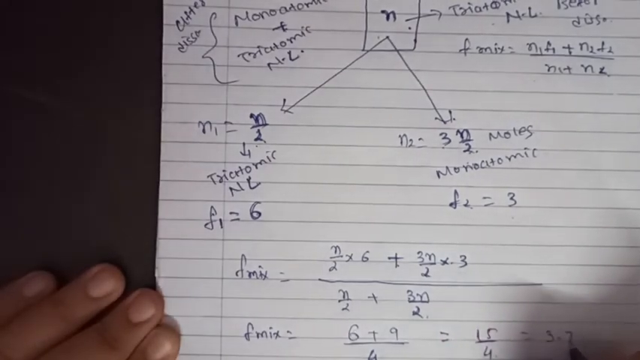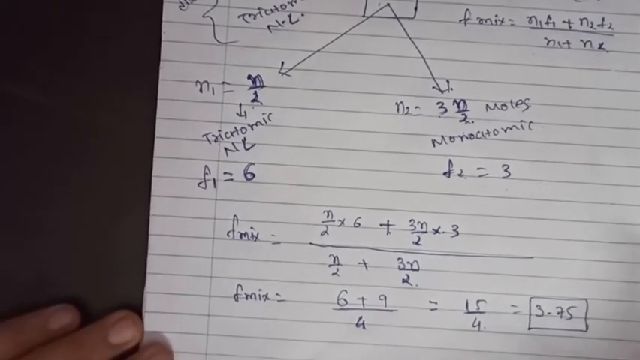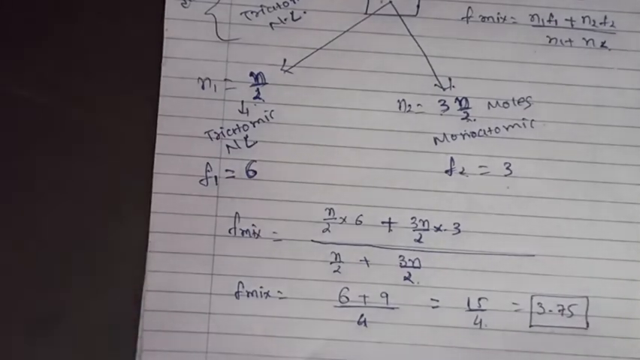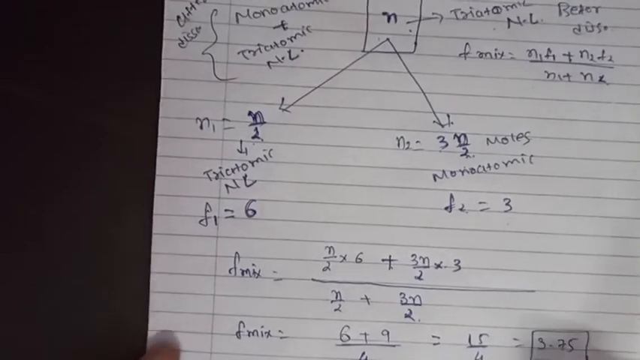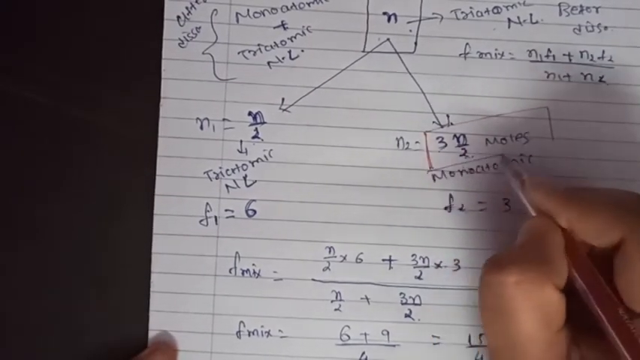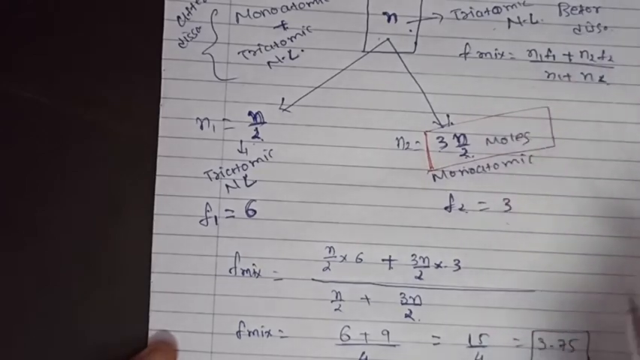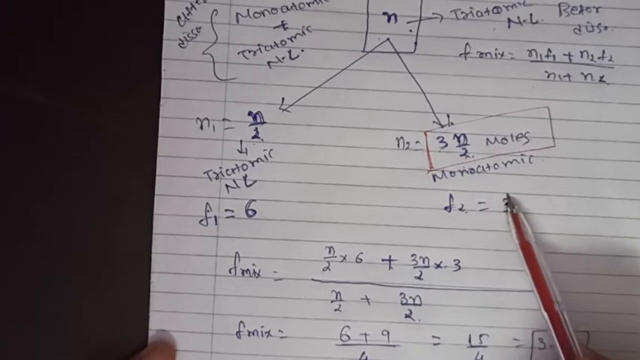that will be 3.75. So the degree of freedom after dissociation will be 3.75. Here the key concept was, after dissociation there will be 3n/2 moles of monoatomic gas, not n/2 moles of monoatomic gas.